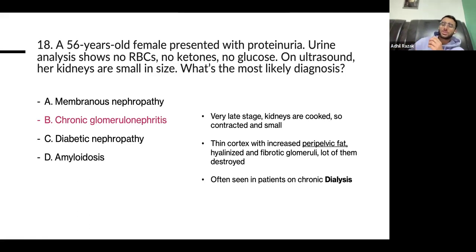It's hyalinized and fibrosed. The glomeruli are fibrosed, and a lot of them are destroyed. Overall, you could call it chronic glomerulonephritis. The characteristic thing is that the kidneys are small in size, and you don't really see anything anymore. You don't see RBCs in the urinalysis, you don't see ketones or glucose, you just see loss of protein. You can often see this in patients on chronic dialysis. Chronic dialysis is terrible, lifestyle-wise and complications-wise. It's a bad deal to have.